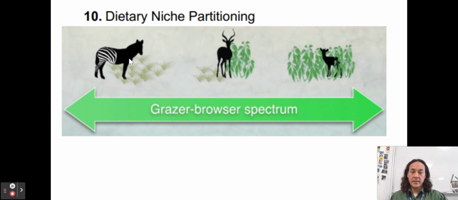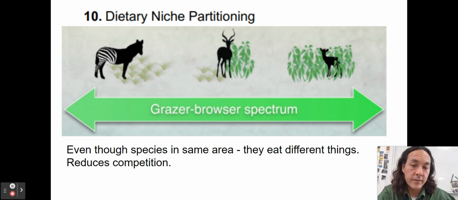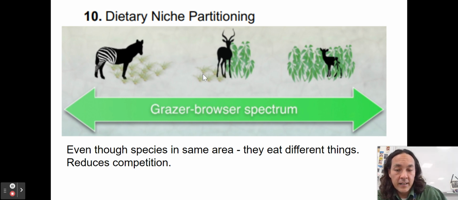And so here's a zebra. I think there's a kudu and maybe a gazelle or a dik-dik, but they all eat kind of different stuff. So even though they're in the same area, because they're eating different things and they're not trying to consume each other, they're not in competition. Now they could be in competition for water. So they're not in competition here, though, for their diet or their food.